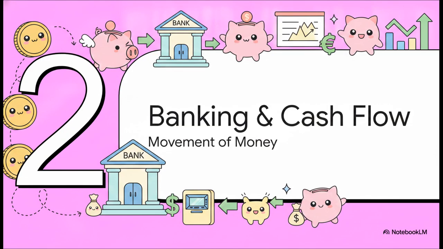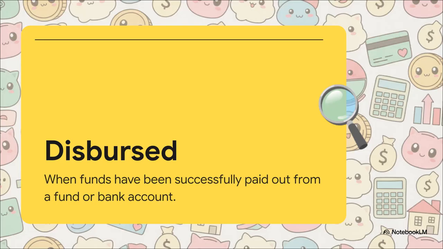Section 2 is banking and cash flow, where we focus on money moving in and out of the business. Dispersed. When money is dispersed, it means that funds have been successfully paid out from a specific fund, loan, or bank account right to the intended recipient.